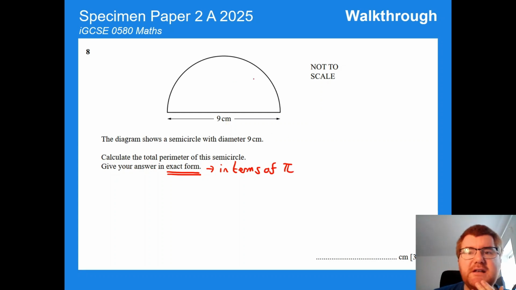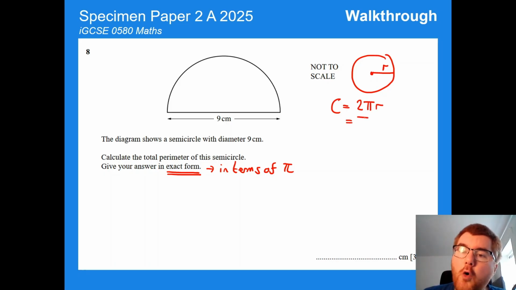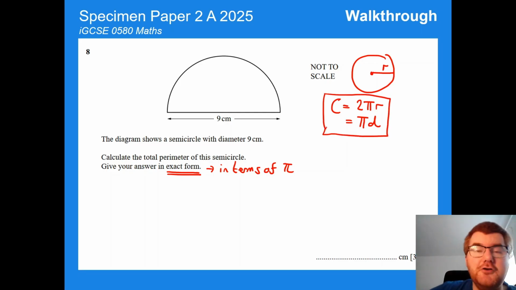Now, first of all, we need to know the circumference of a circle. So if I have the whole circle here, I've got my radius here, then the circumference, so the distance around the outside of the circle, is equal either to 2 pi r, 2 times pi times radius, or just pi times diameter. So you need to know this information. My cheat sheet is very helpful, so you know which formulae that you need to know.